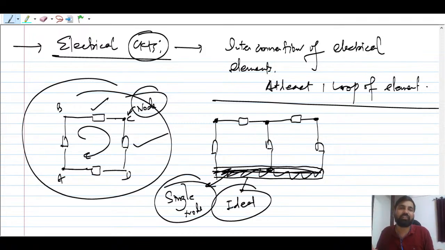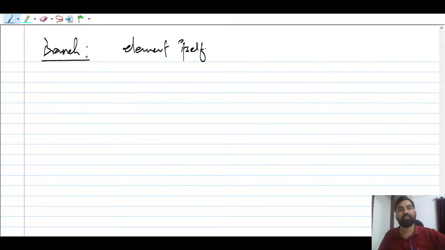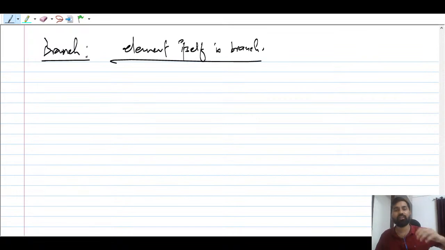And if someone is asking what is a branch, element itself is a branch. One of the very easy definitions of branch I am telling you: element itself is a branch. If any electrical element or component is there, that is a branch. So when two branches join, that is going to be a node. Many branches can join at a point. So please remember this thing.